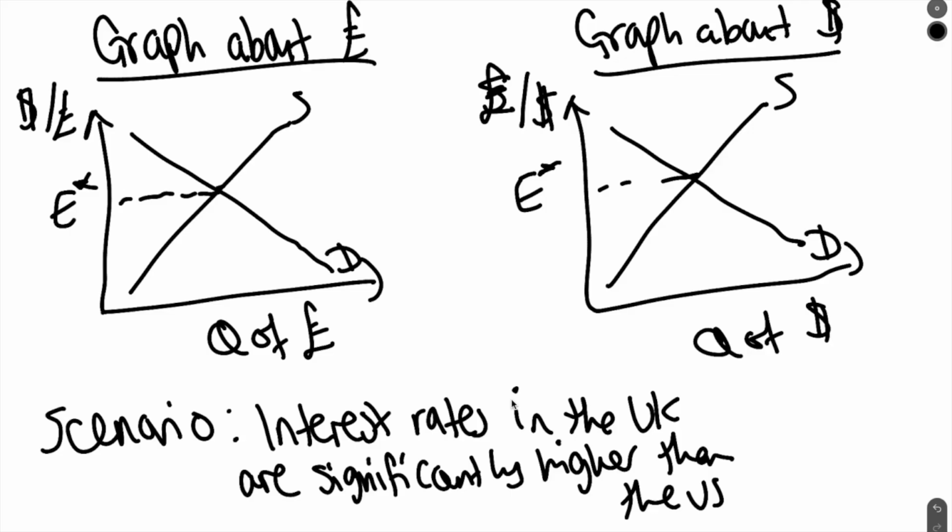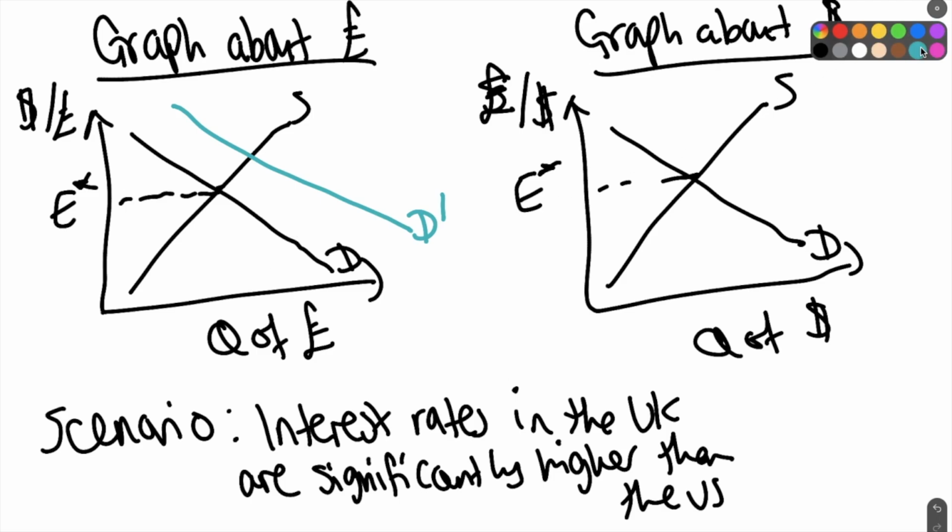So let's think about how this could do anything. People with dollars are now wanting pounds a lot more. Well, in the graph about the pounds, people with dollars are foreigners. And if it's foreigners, it affects the demand. So people with dollars are demanding more pounds, so we're going to see the demand curve shift.